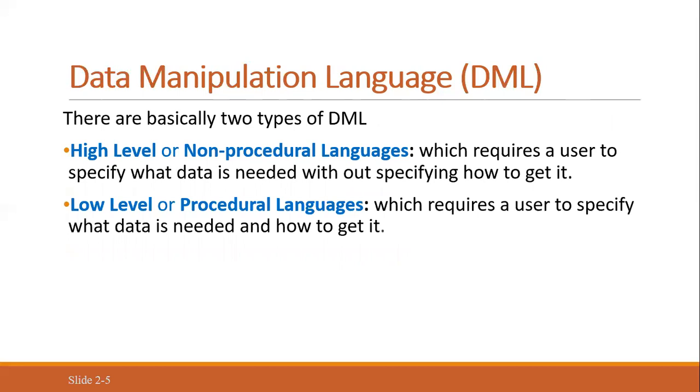Then these DML commands are basically divided into two types, which are high level or non-procedural languages, and the other one is low level or procedural languages. The high level or non-procedural languages require a user to specify what data is needed, and we do not need to specify how to get it. On the other hand, with the procedural language, we have to specify how to get the information from the database.